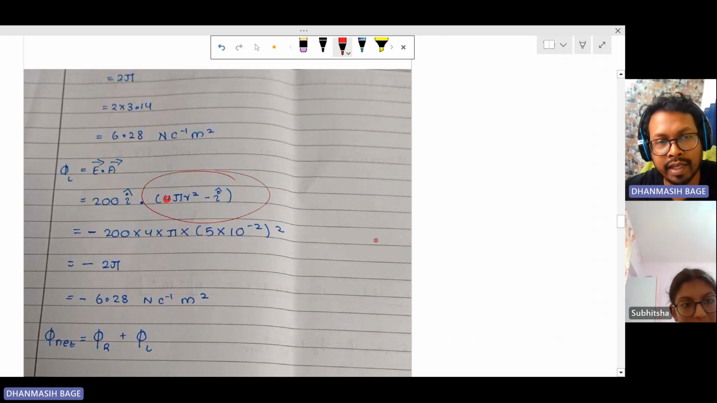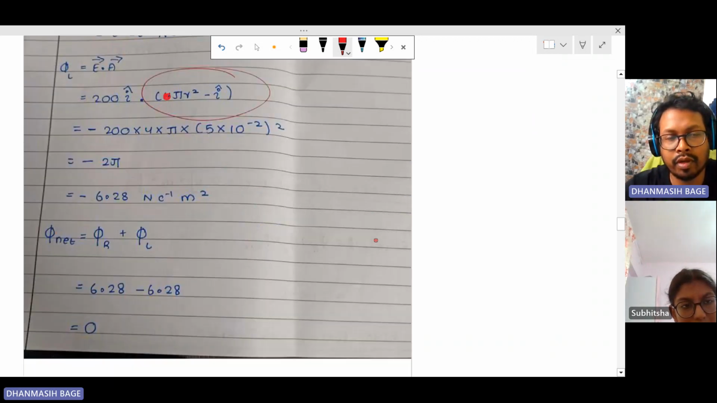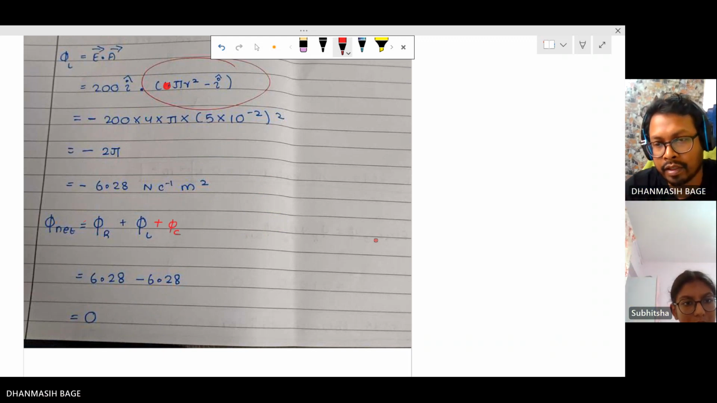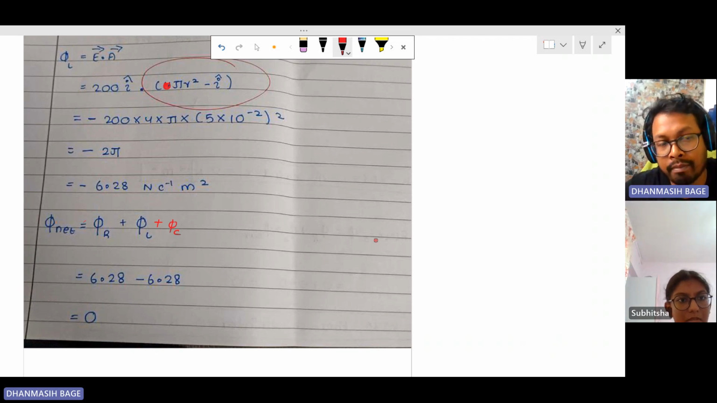And here also the same mistake. That's why this is also wrong. And here, phi net always include all the surfaces, curved surface also. Although it is contributing 0, but mention it when you're calculating the net.